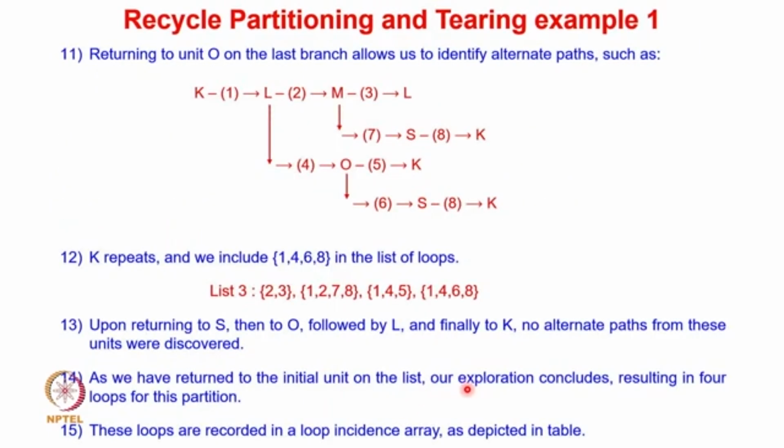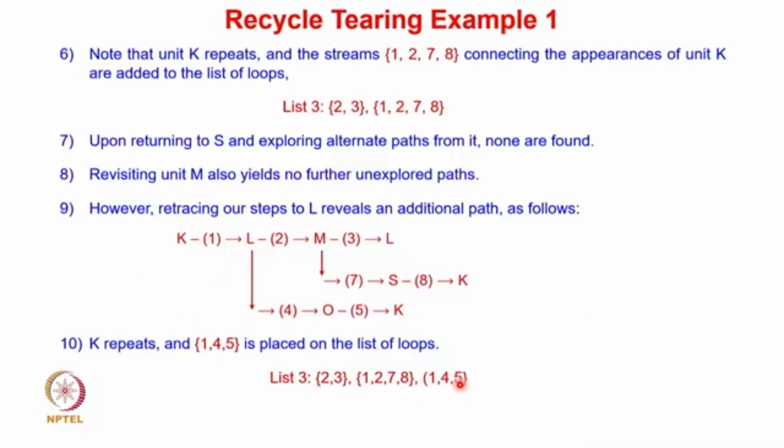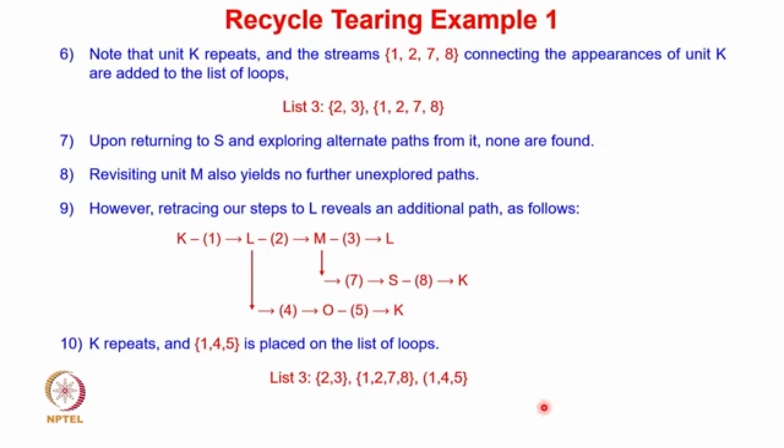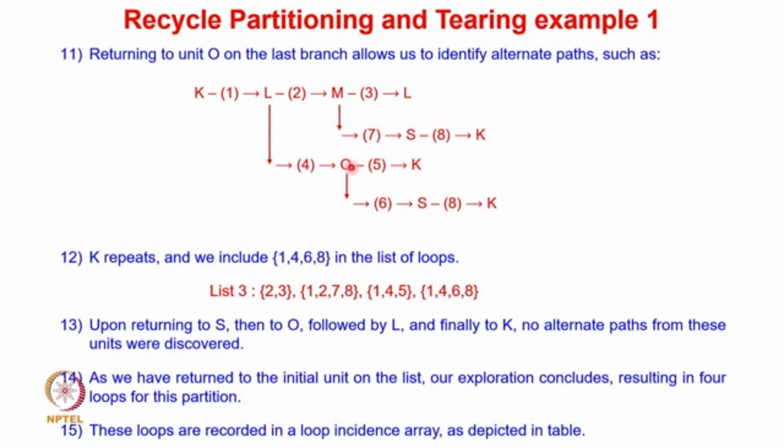Now there is one more loop possible at O. You can see that at O there are two outputs. One is going to K and another is going back to S. So there is one more loop possible here from O. So we can have one more loop represented here, which will be from O going to S, and from S going to K, and their individual stream numbers are also represented, 6 and 8. So we will have a loop like 1 4 6 8, 1 4 6 8. So these are the four loops which are possible.